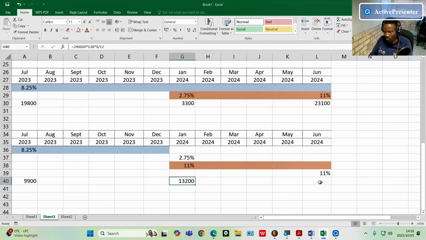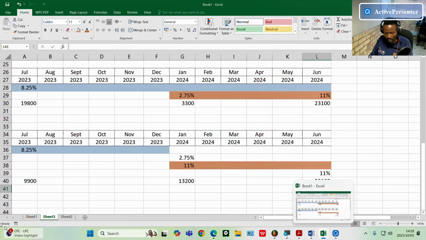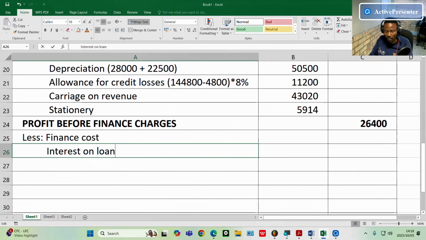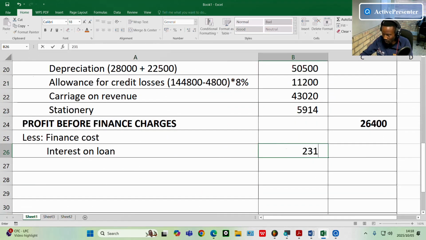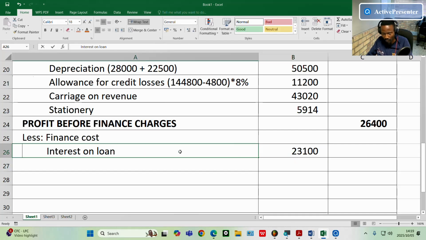So we get 13,200. So when we add the two, the first half, which was when the rate was 8.25% and stayed for 6 months, plus the second half, which is the 11% which stayed for 6 months, we still get the 23,100. So basically, with the interest on loan, the final amount is 23,100. That I'm sure of. Now let us see how it was calculated.